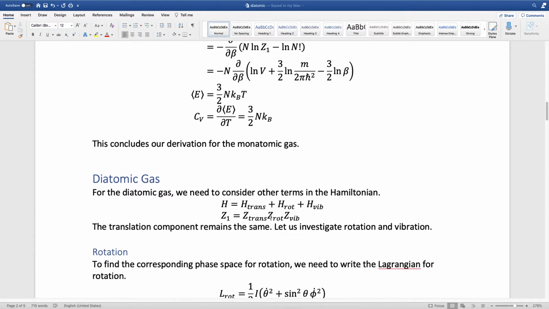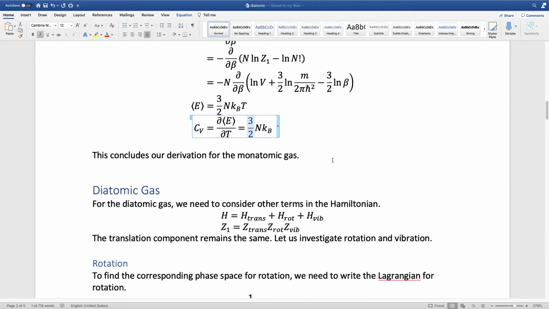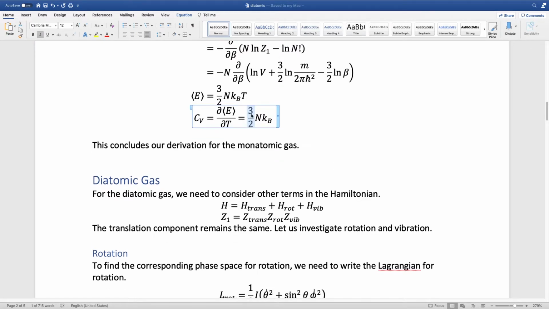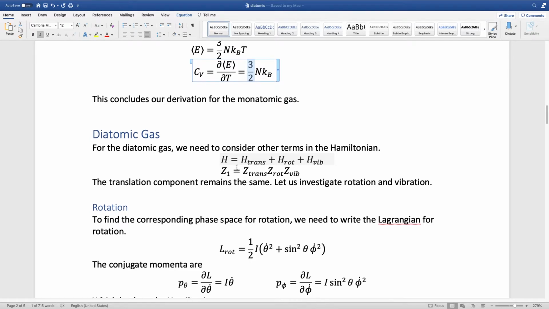So that is the monoatomic gas, with a small caveat. Later I'll talk about it. So notice this factor of 3 over 2. This factor of 3 over 2 is because we have 3 Gaussian integrals from the momentum contribution to the Hamiltonian. So 3 over 2 is because we have 3 Gaussian integrals. We'll see more contributions later on. So let's move on to diatomic gas.